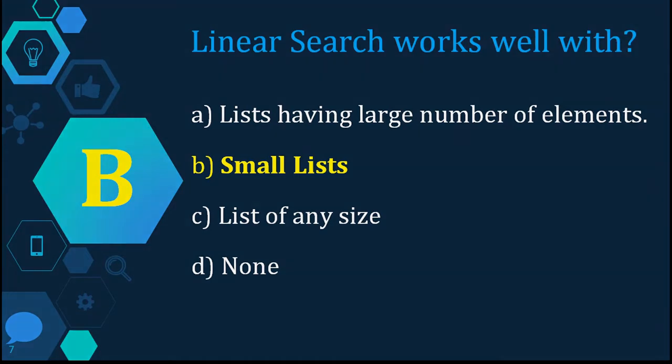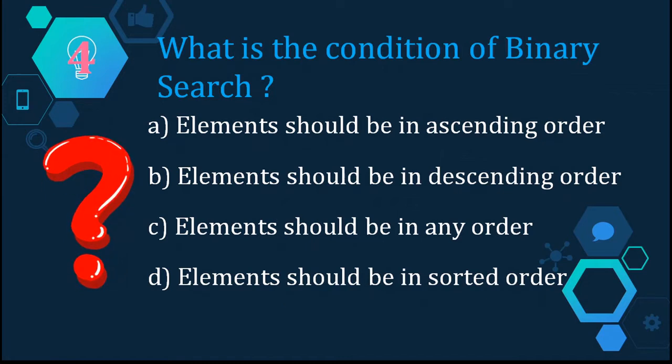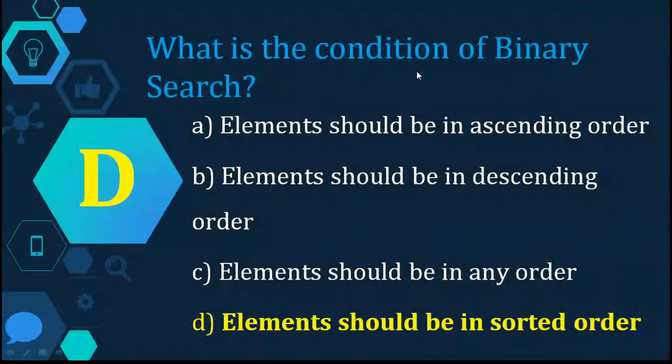Now coming towards the next question. The fourth question is, what is the condition of binary search? Option A is elements should be in ascending order. B, elements should be in descending order. C, elements should be in any order. Or D, elements should be in sorted order. Just think for a couple of seconds and type your answer in the comment box. So now let's see the answer. So the answer is elements should be in sorted order.